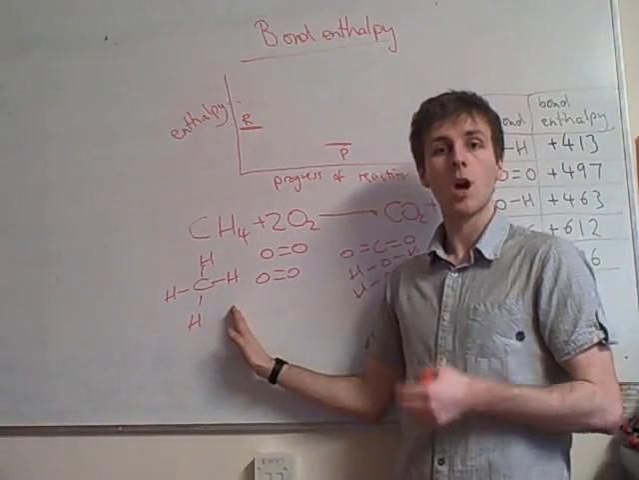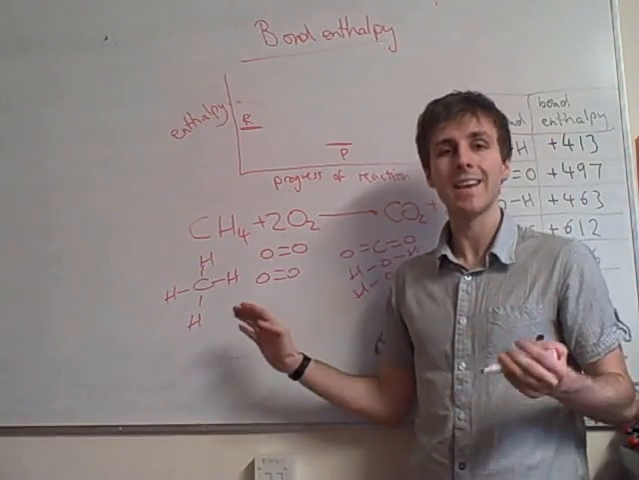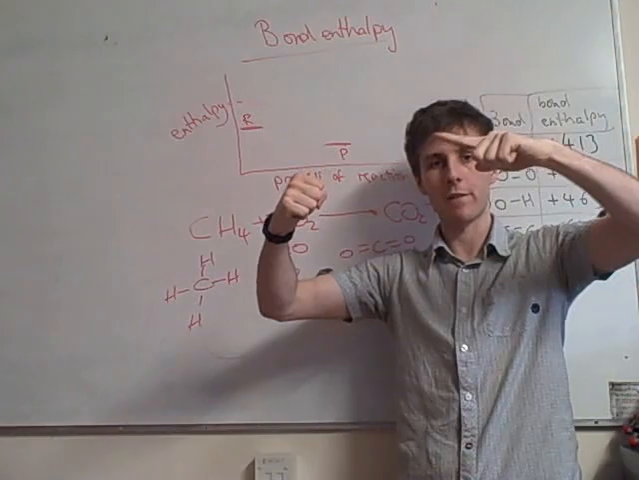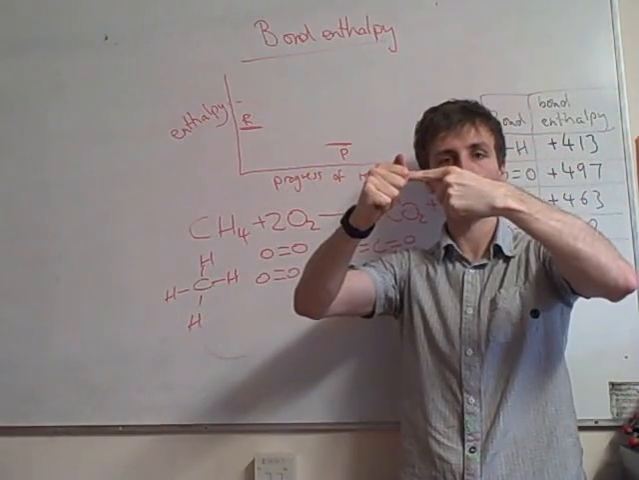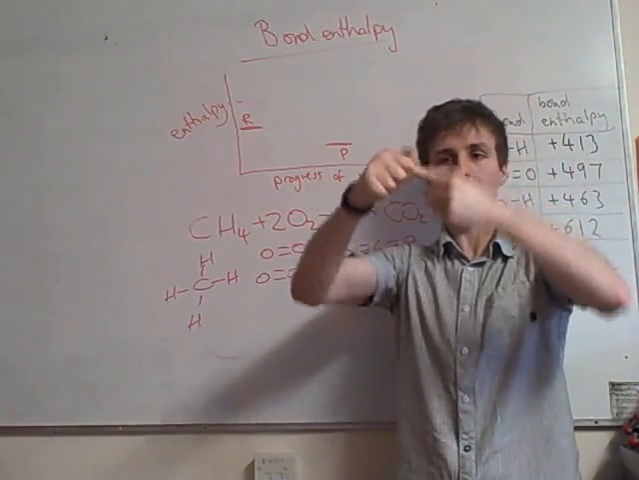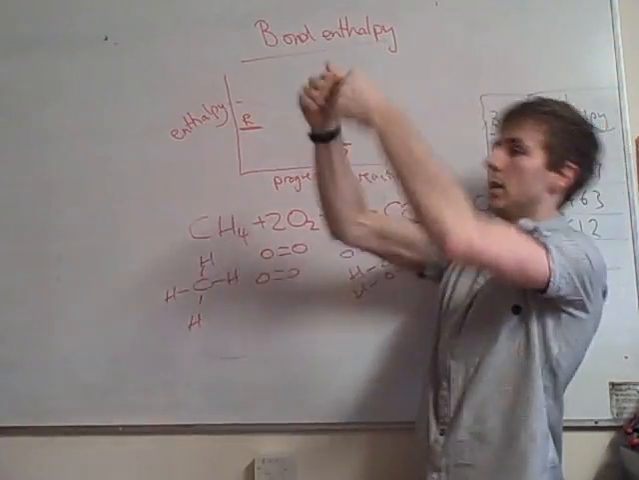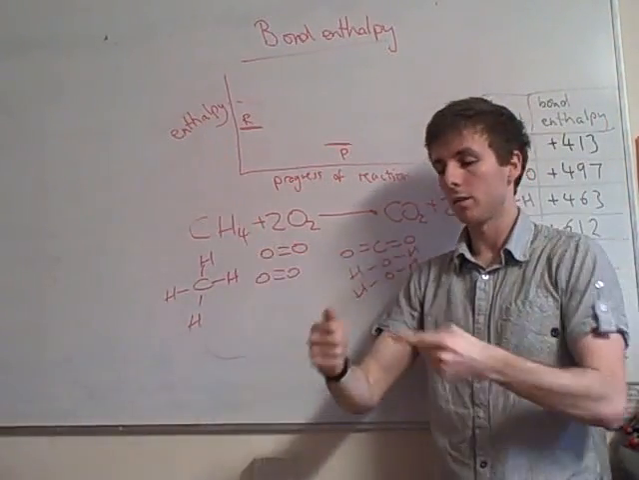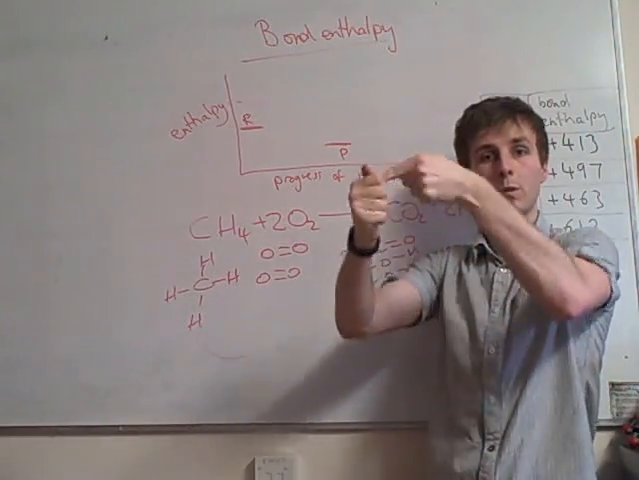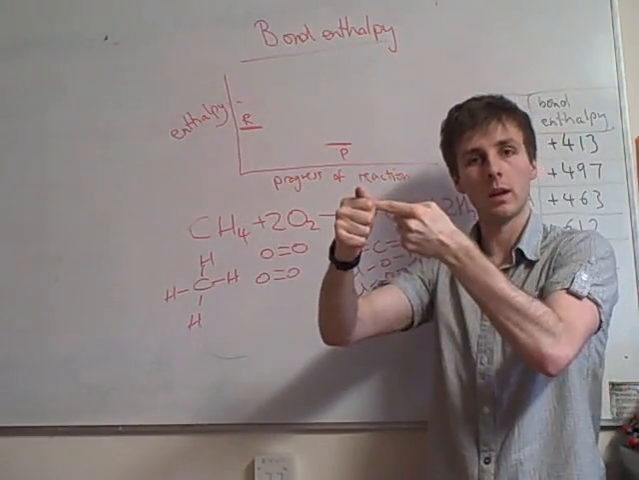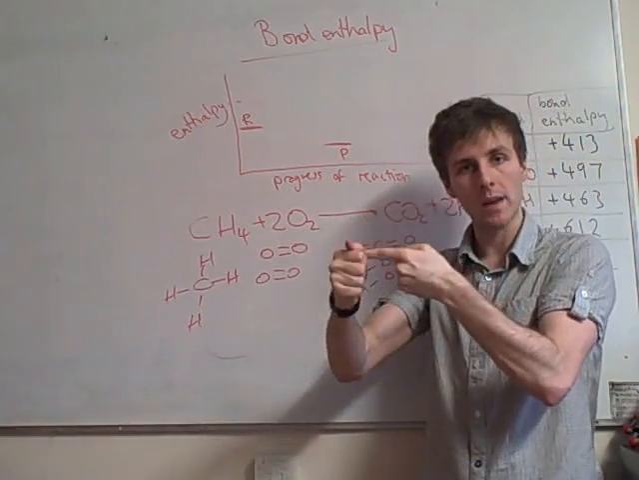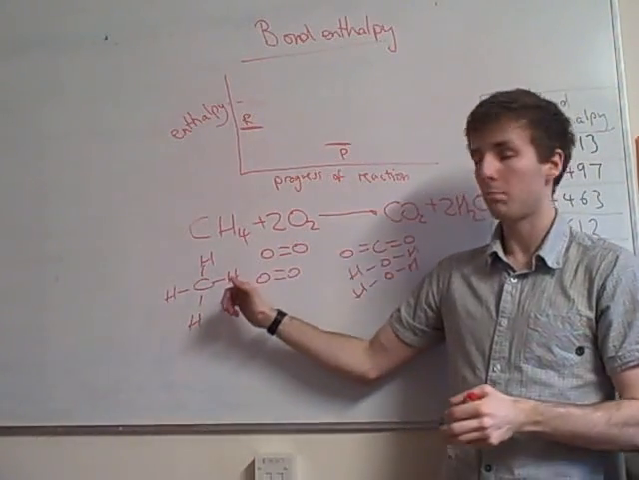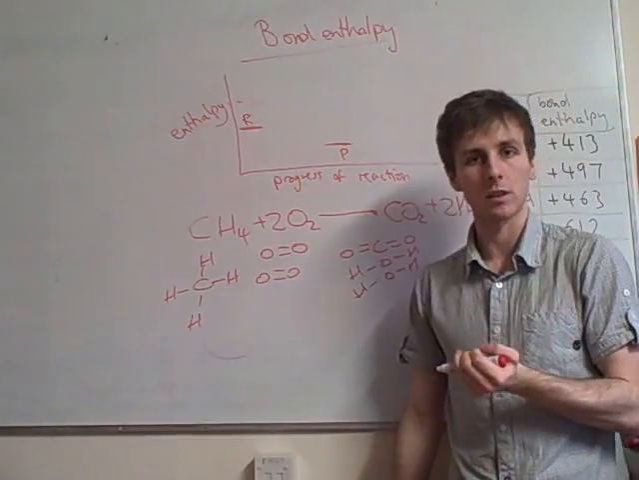Now, a rule is, when bonds are broken, they take in energy. Imagine my 2 hands are 2 atoms and my finger's the bond. In order for this bond to be broken, my atoms need to shake around enough to snap it apart. So essentially my atoms need to move around faster, vibrate more. And to do that, they need more energy, so they take in energy. So, breaking bonds takes in energy.